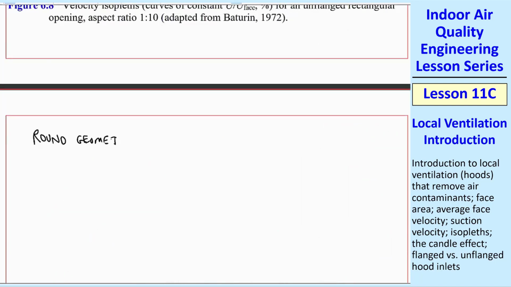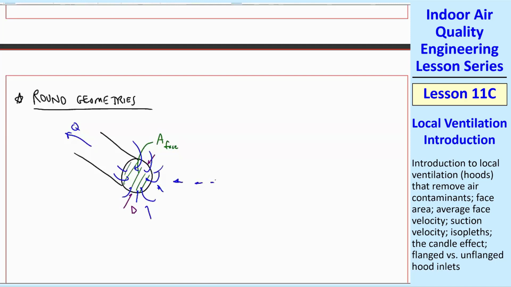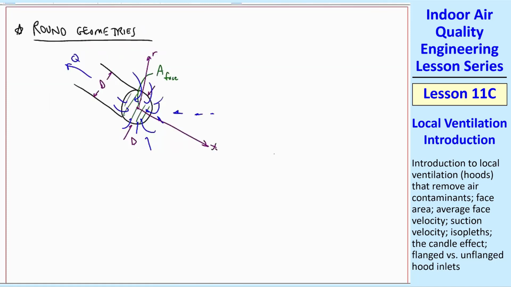What about round geometries? A round inlet, basically just a pipe. Again, I'll shade that as a face, diameter d. There's some q, but the air comes in from all directions, even from the back. Again, the velocity decays quite rapidly as you go away from that inlet. We'll call this x, and then the only other dimension we need is r, the radius. This is axisymmetric. It turns out that this is why you can't suck out a candle, because you're drawing air from all over the place.